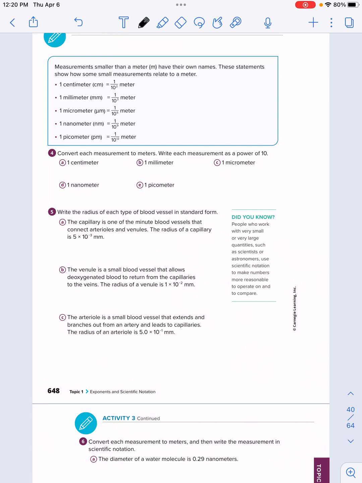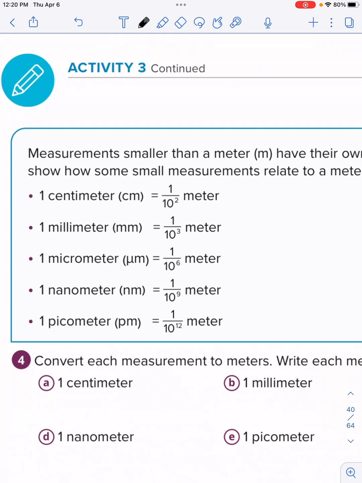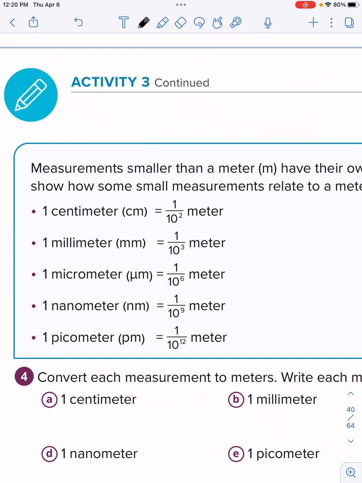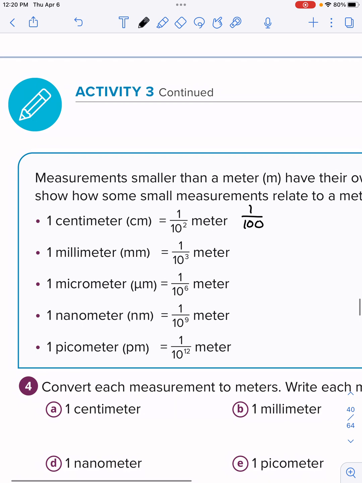All right. So we have this table that is representing, looks like the metric system. Measurements smaller than a meter, M, have their own names. These statements show how some small measurements relate to a meter. So a centimeter is 1 over 10 to the second. So that's 1 over 10 to the second is 100, so 1/100th. I'll just write it like this. So to express how small that is, it means 1 over 100. 100 centimeters makes 1 meter, or that a centimeter is 1/100th of a meter.